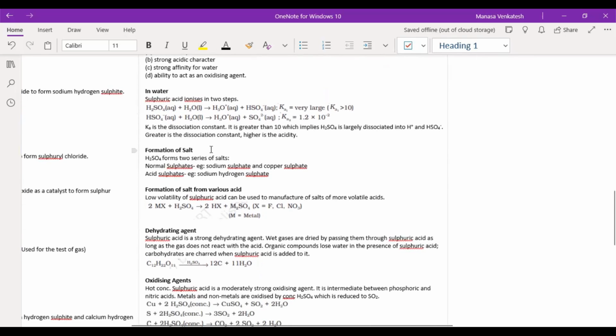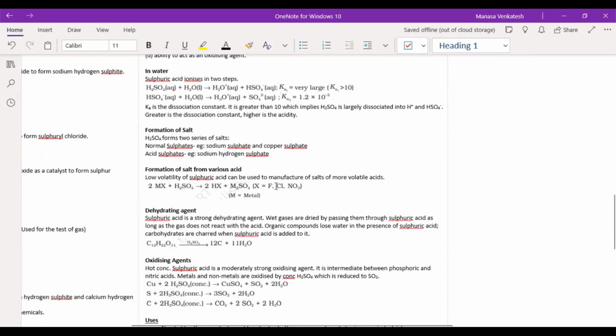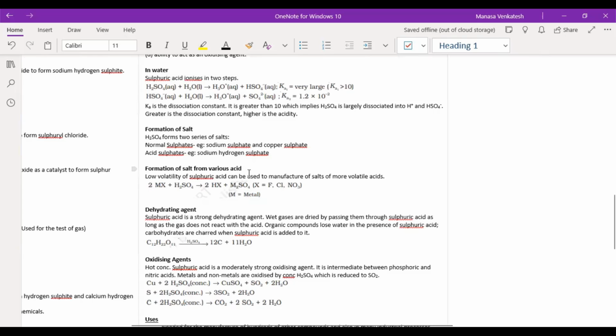Next is formation of salts. Obviously, acid plus base forms salt plus water. It forms two series of salts. Normal sulfates, that is sodium sulfate, copper sulfate, etc. And in the presence of excess acid, it also forms acid sulfates like sodium hydrogen sulfate. Next, it forms salts from various acids as well. It is basically used to manufacture salts of more volatile acids.